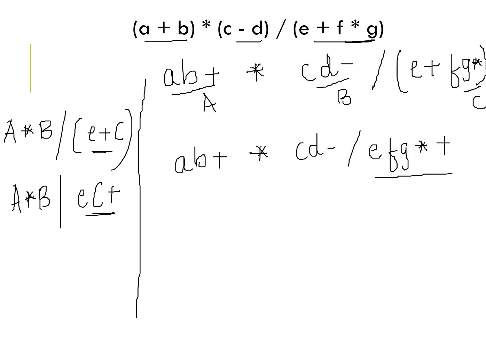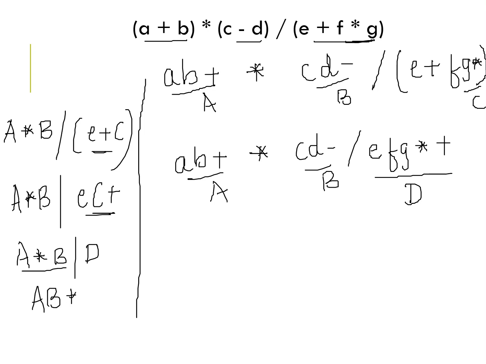Now this will be considered as D. This is A, this is B. Now my updated equation, I'll write it in my rough column. It will be A into B divided by D. Because of BODMAS, multiplication will happen first. Hence my updated equation will be AB star divided by D. So let us see how this works here.